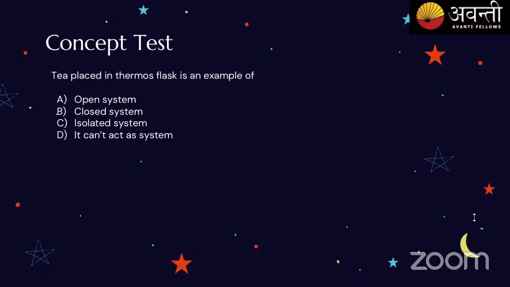Yeah, you are right. It is an isolated system, right? What is a system? Nothing but whatever you want to consider, that will be your system, right? Don't forget that. So here we are considering tea as the system, right? If tea is placed inside the thermos flask, it will be an isolated system where energy transfer doesn't happen, as well as matter transfer is also not happening. Clear, everyone?